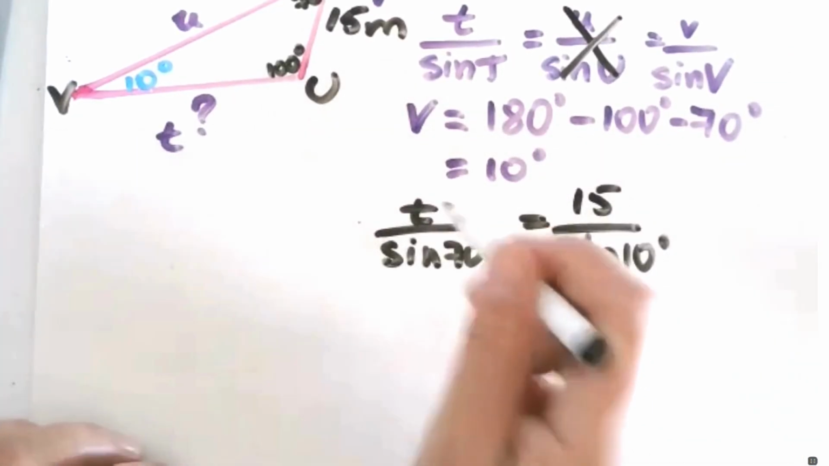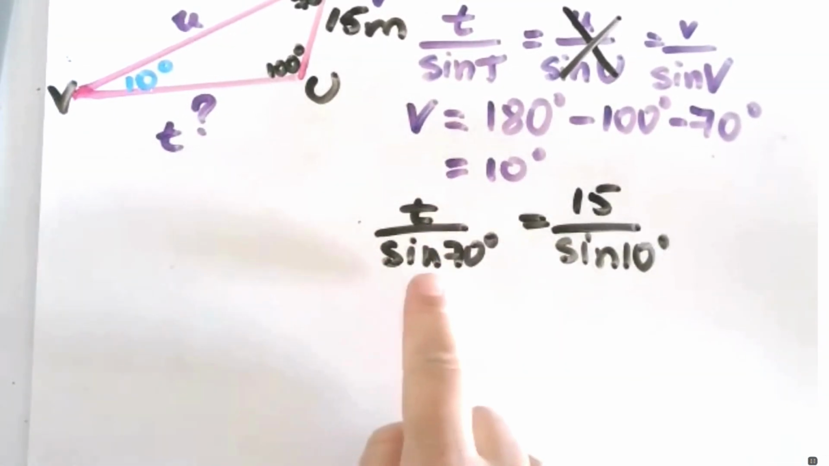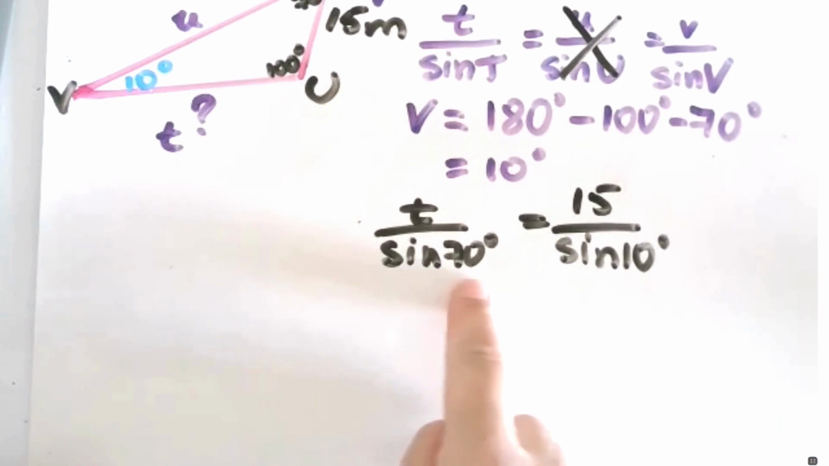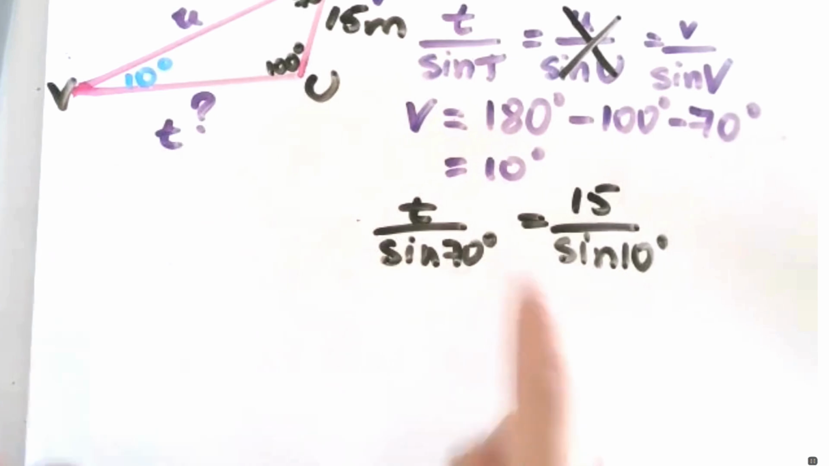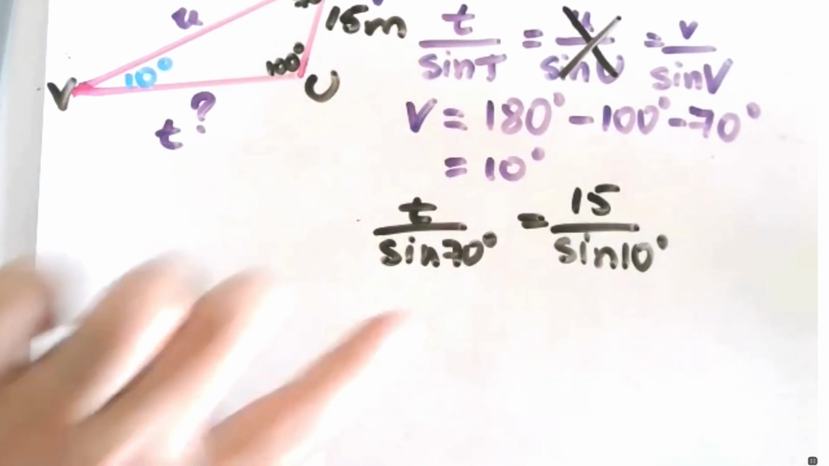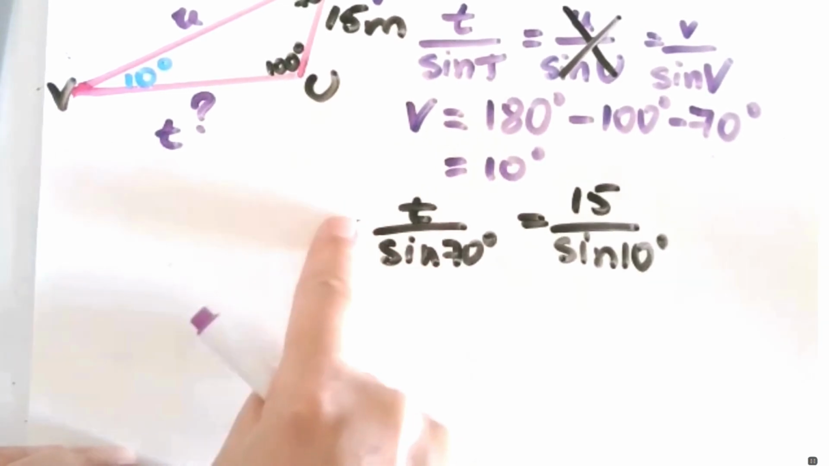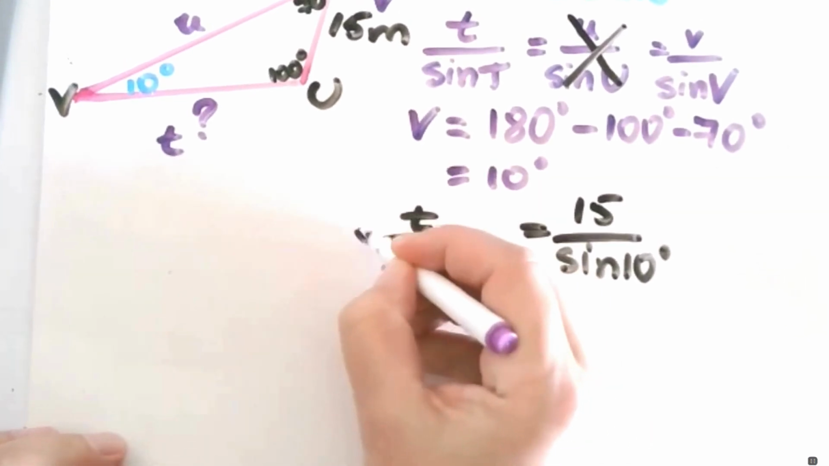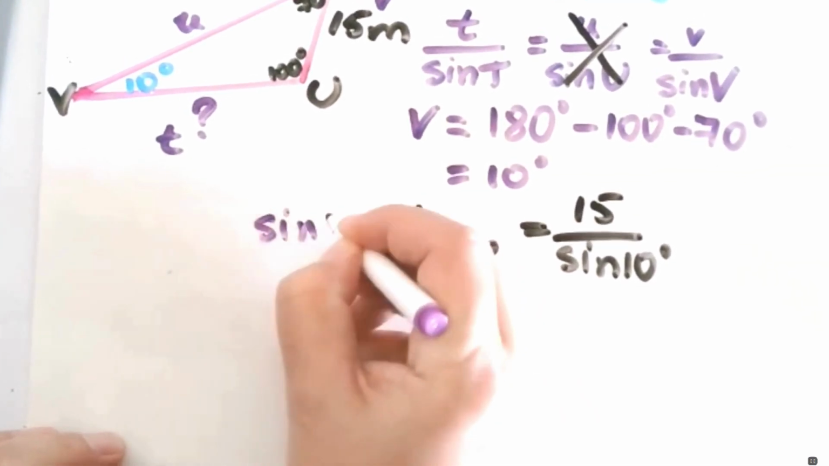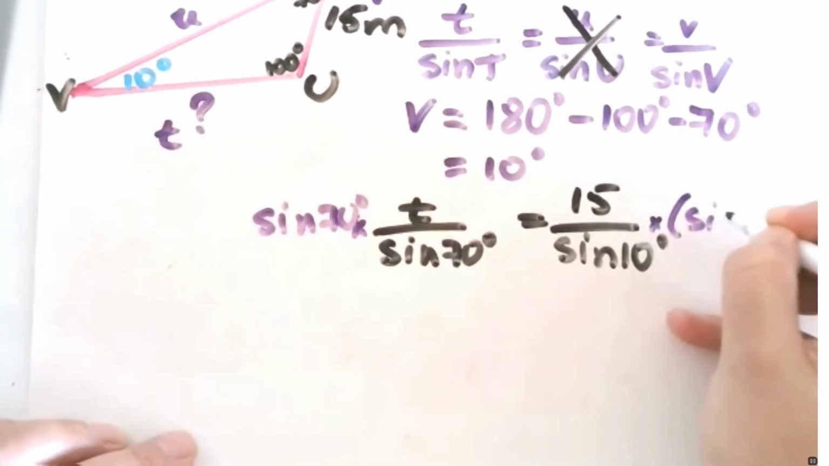Okay, so how am I going to isolate side length t? Very easy. It's in the numerator and I have sine 70 in the denominator. Sine 70 is just its own little number. You can plug it into your calculator and write out that decimal value. I'm just going to treat it as its own number. In order to get rid of something in the denominator, I have to multiply both sides by sine 70. Okay, so I'm going to multiply this by sine of 70 degrees and multiply this by sine of 70 degrees.